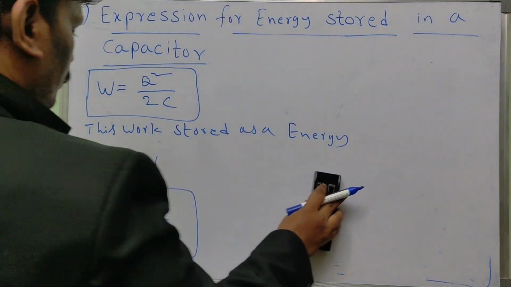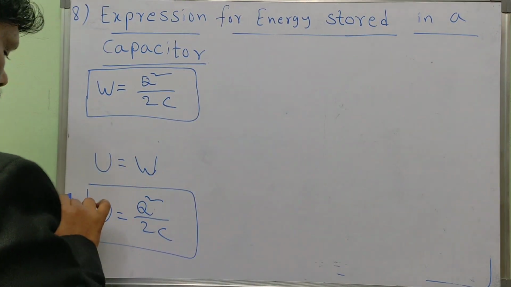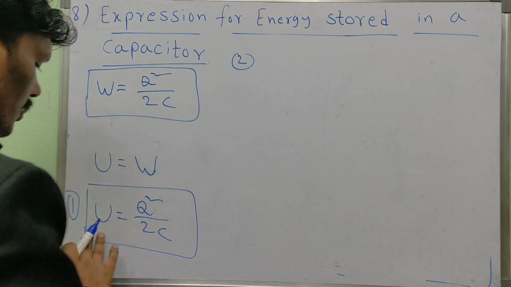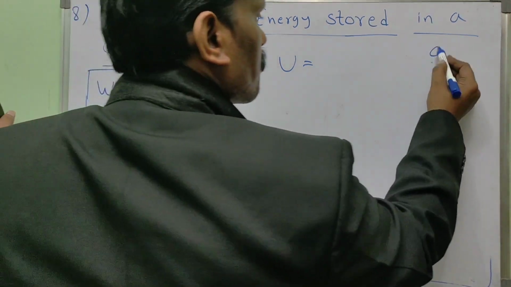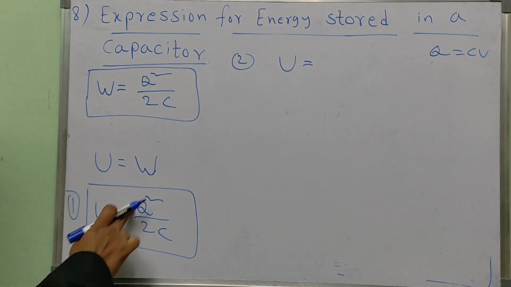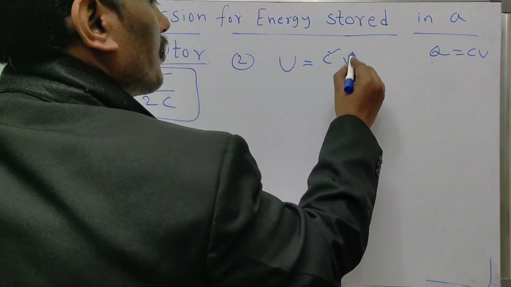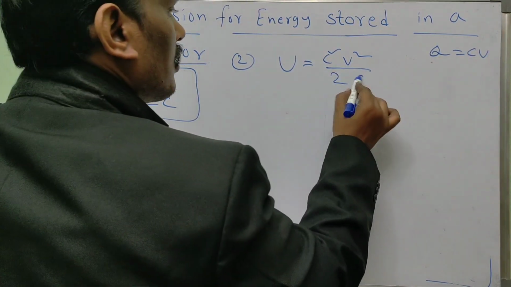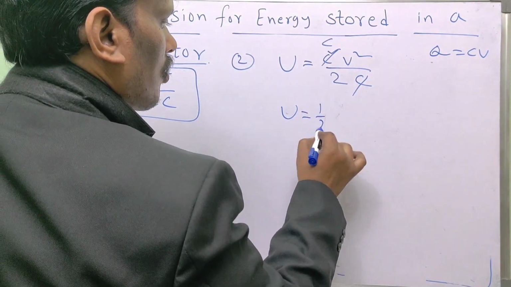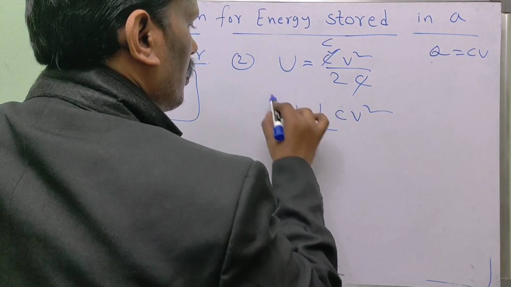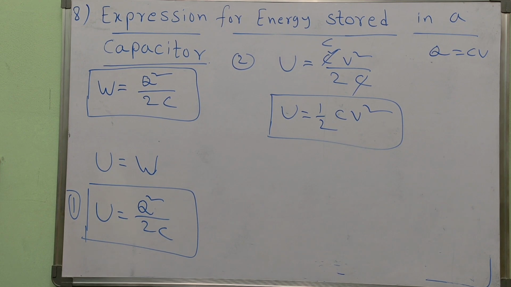And this is one formula. The next formula for energy stored in the capacitor: we know that Q is equal to CV. Substitute CV in place of Q. Then Q square means C square times V square upon 2C. C gets cancelled in C square. Then what is U? CV square by 2. That is what we are going to write, half CV square. This is one more expression for energy stored in a capacitor.